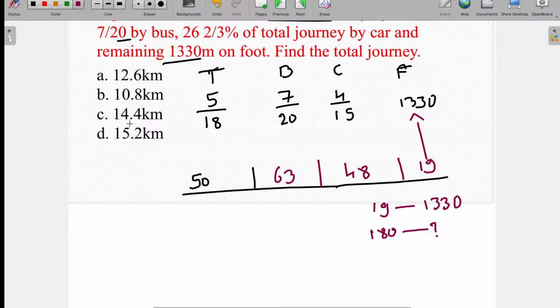Except 6 plus 2, 8. Except that. All options are 180 multiple only here, except one. Multiply that 19 how many times? 7 means 70. 70 into 180. Then convert it to kilometer. Okay, that will be your answer.